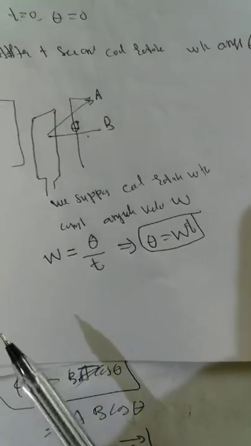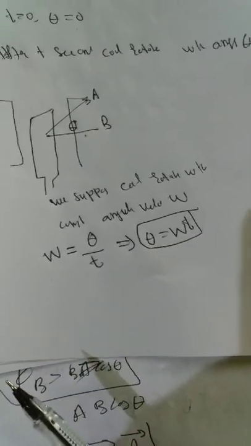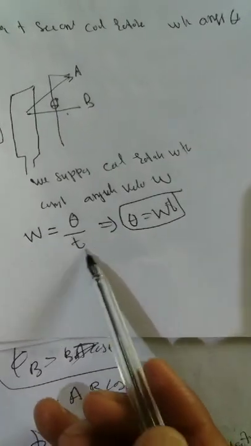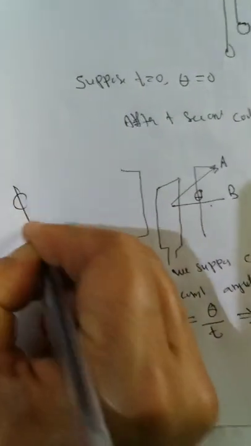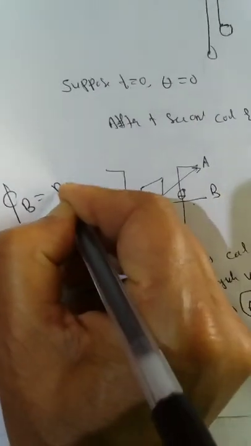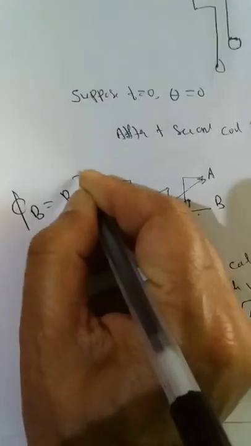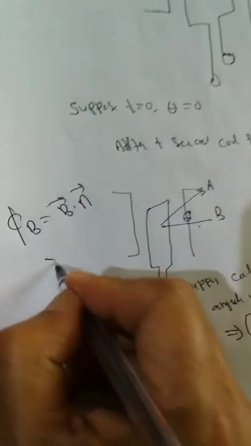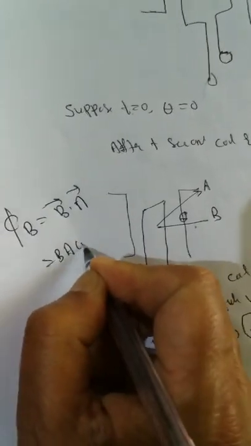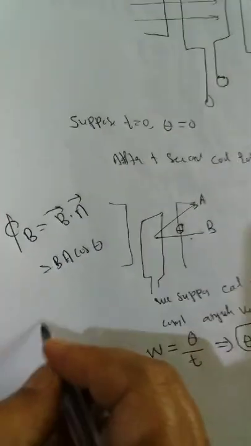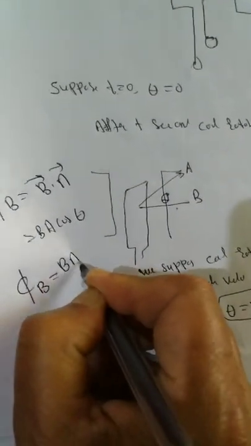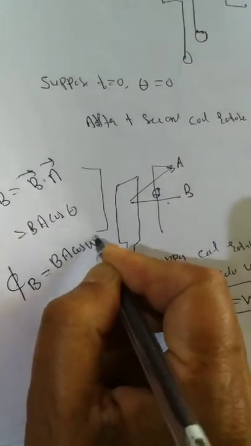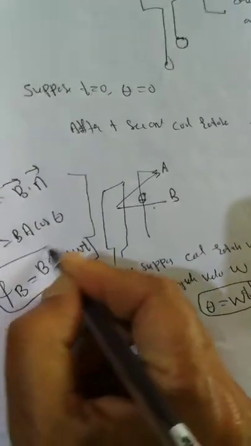I hope you are getting it. The magnetic flux linked with the coil at this instant, at time t, is B dot A, which is equal to BA cos theta. You have already studied this. So the magnetic flux linked with the coil at this instant is BA cos omega t. But this is for one coil.